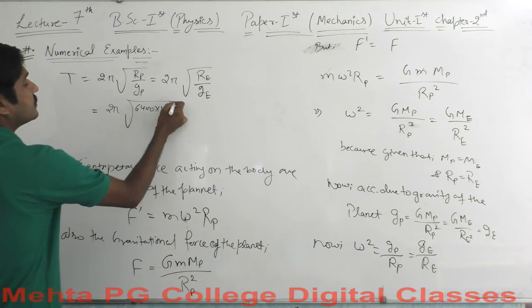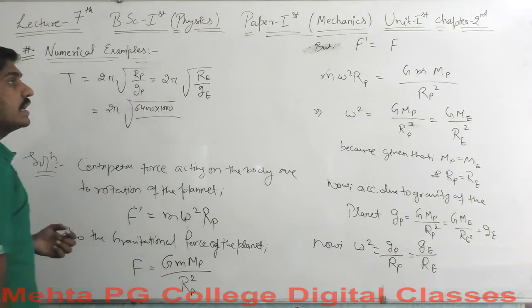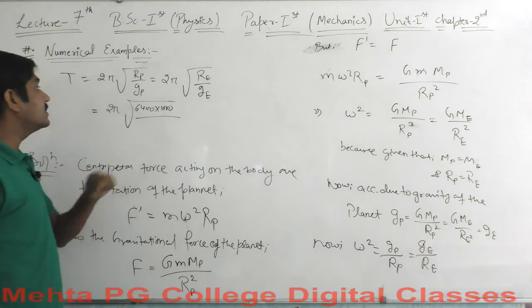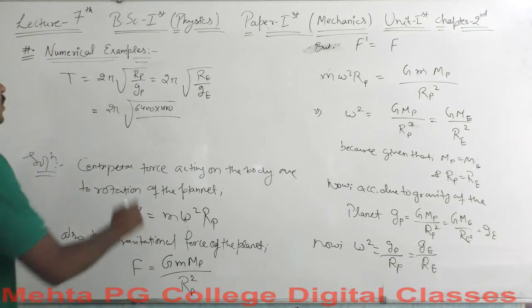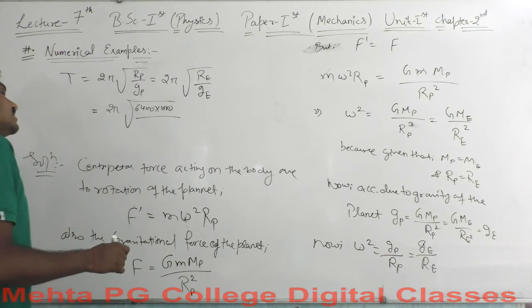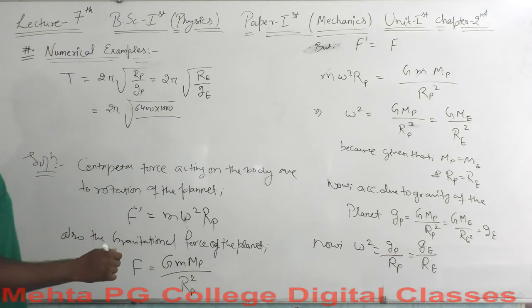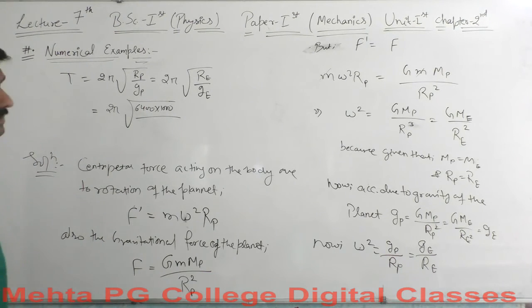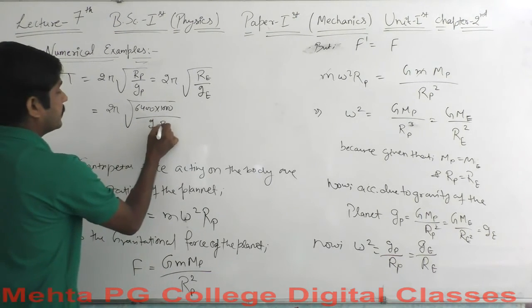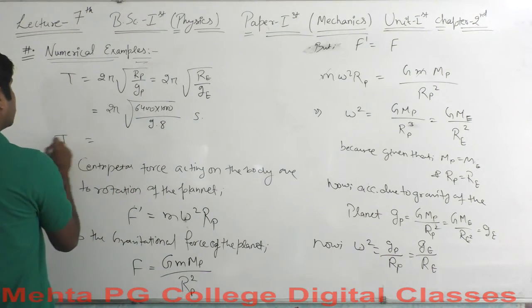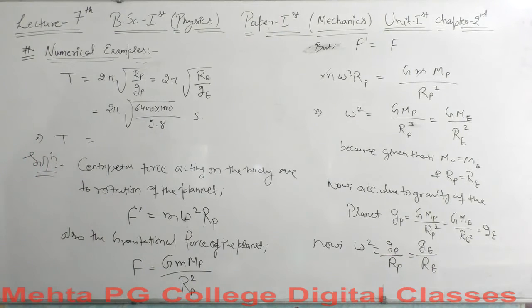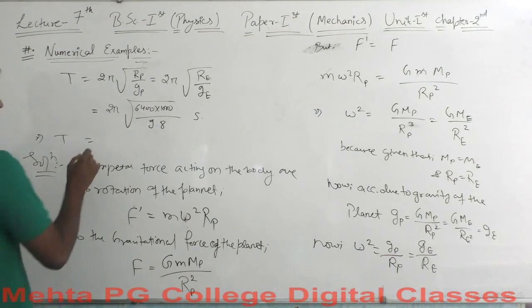(6400 into 1000), because it is in kilometers and we need the distance in meters, since we are going to end up with the time in seconds only. And the gravitational acceleration is equal to 9.8. On solving this, we will have the value of time t equal to 5075 seconds.